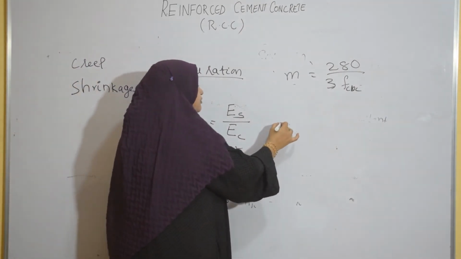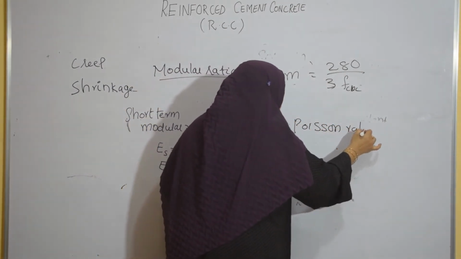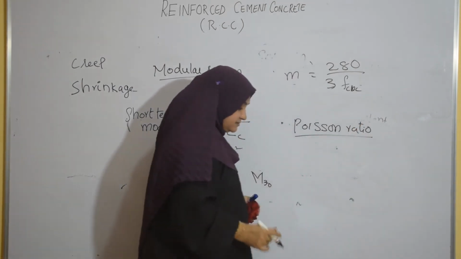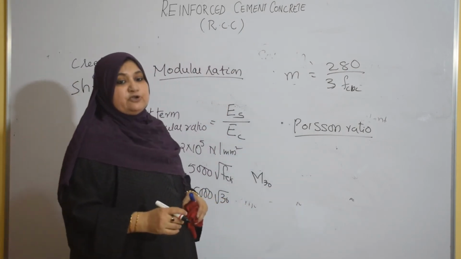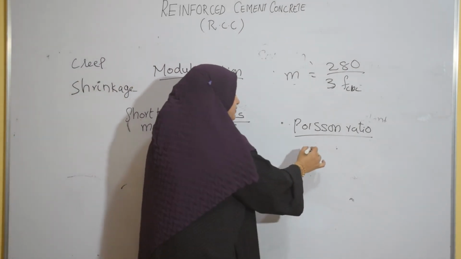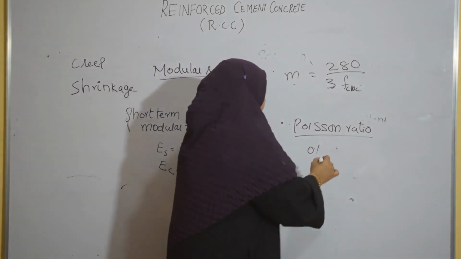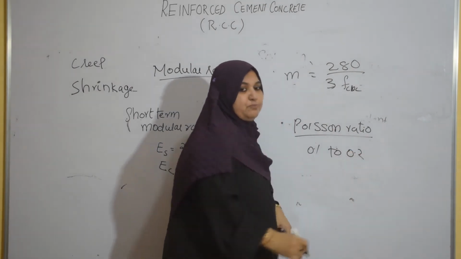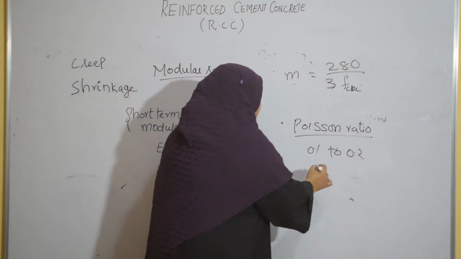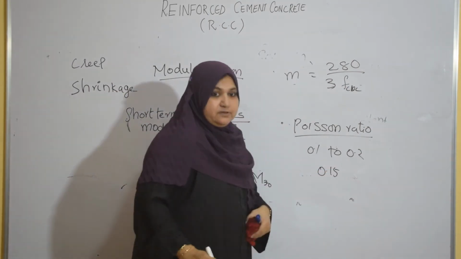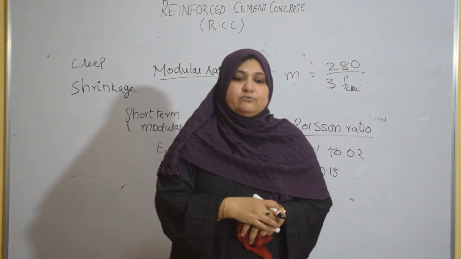Another term is Poisson's ratio. So what is Poisson's ratio? You can check this. The value of Poisson's ratio for concrete is between 0.1 to 0.2 for weak concretes, and it is taken as 0.15 for strength design. When we design the mix, we can take Poisson's ratio as 0.15.